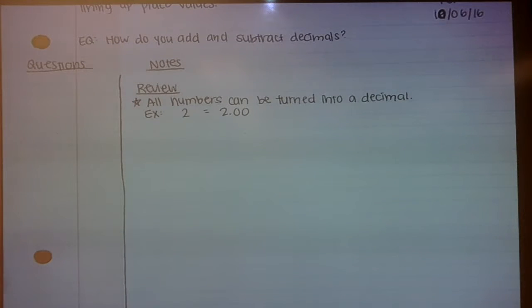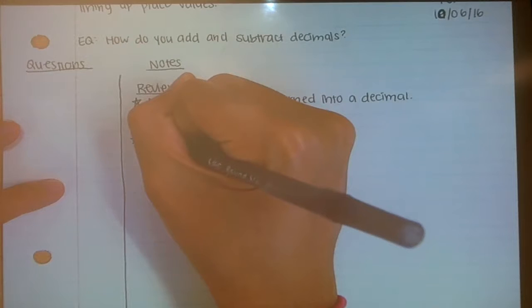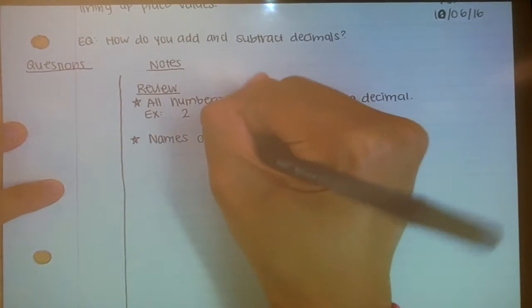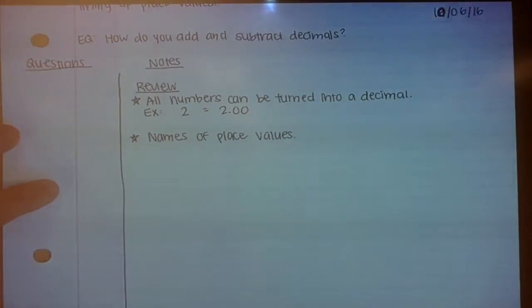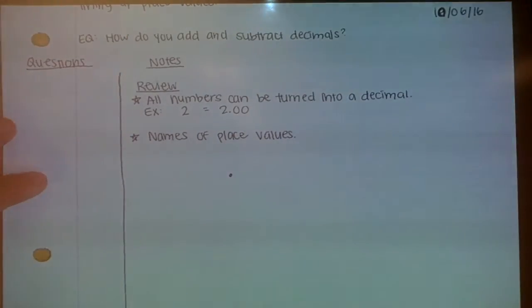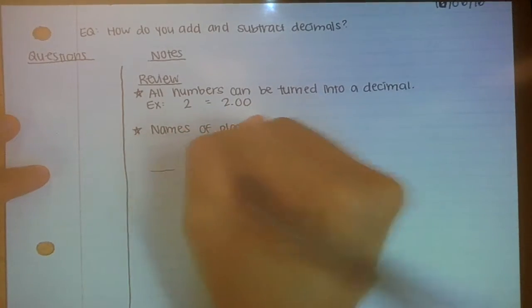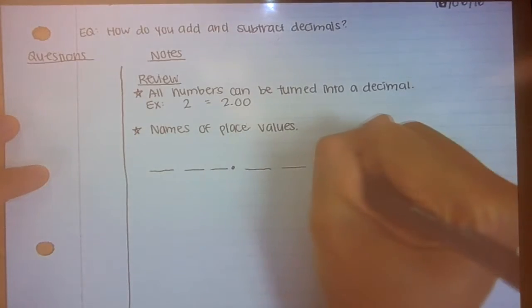And the second thing is, we need to remember that each digit in a number has the name of a place value. So here are the names of place values. So let's say we have a decimal in the middle, and each digit before the decimal has a name, and each digit after the decimal also has a name.